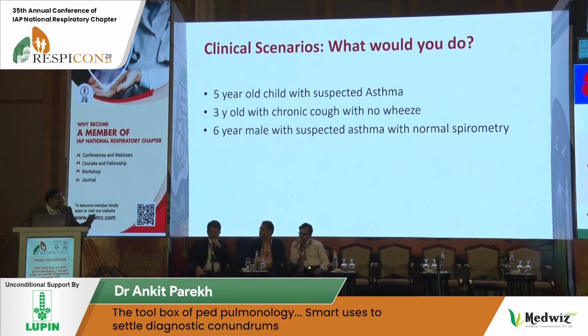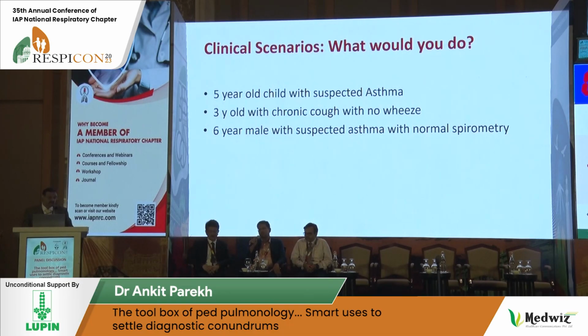So, Dr. Rashmi, you have 3 clinical scenarios here. You have 5 years old with suspected asthma, a very common clinical situation. You're not being able to perform a spirometry. You have a 3 years old with chronic cough, no wheeze. You're still not sure what this child is going around. And the third scenario is you have a 6 years old child who has a suspected asthma but has a normal spirometry. So what's the way forward?